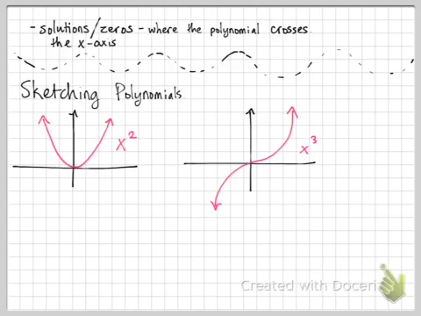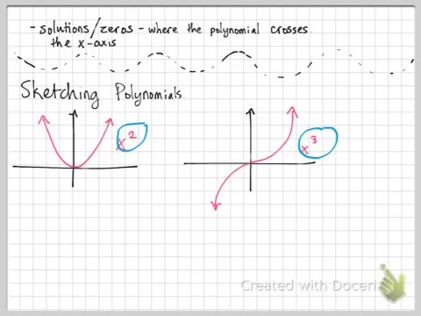Now, all polynomials will either have an even degree, like x squared, or an odd degree, like x cubed. All polynomials with an even degree are going to have these same end behaviors. See how x squared points up in both directions? All even polynomials will have end behaviors that go in the same directions.